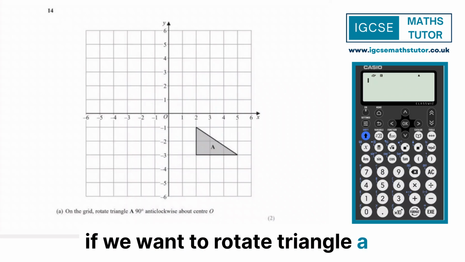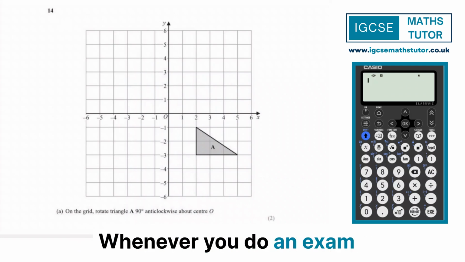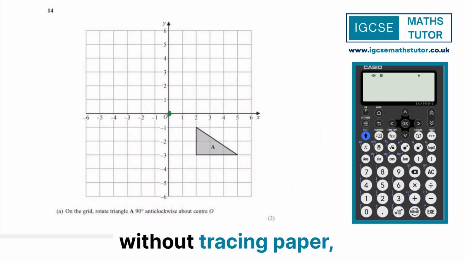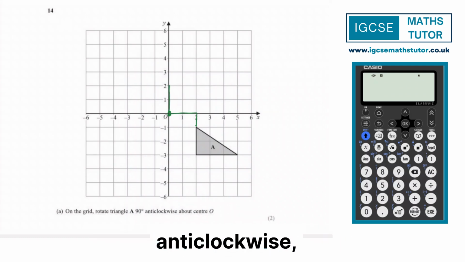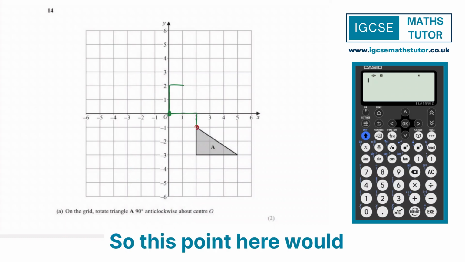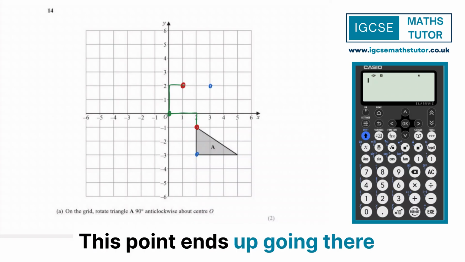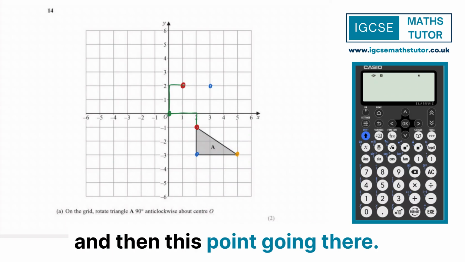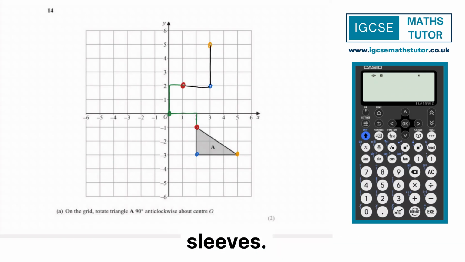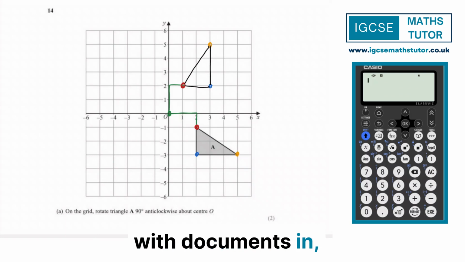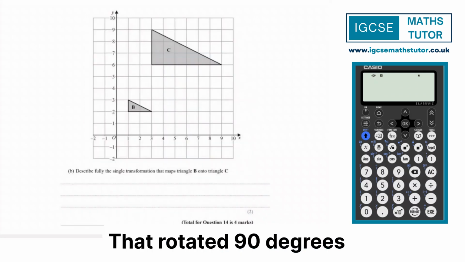If we want to rotate triangle A 90 degrees anti-clockwise around the center, now you should have tracing paper whenever you do an exam. Without tracing paper, you can sort of map like this. If we're going 90 degrees anti-clockwise, that would turn around like that. So this point here would end up there. This point ends up going there. And this point going there. If you don't have tracing paper, you can use plastic sleeves. You've probably got some with documents in. You can draw on them in biro. That works quite well. So that's that rotated 90 degrees anti-clockwise.